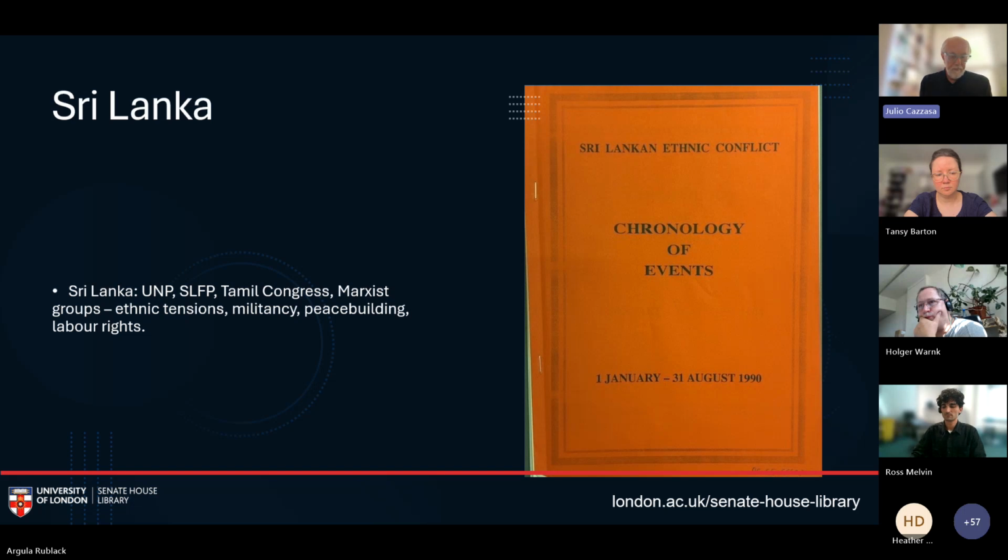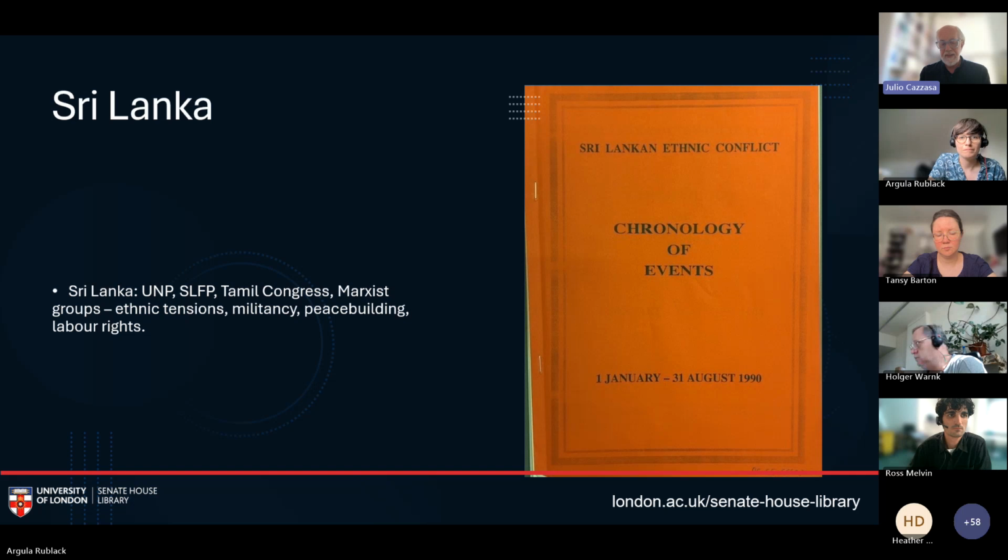In sum, the South Asian material between the Commonwealth Studies political parties collections offers a rich and varied perspective on the political evolution of the region, from post-colonial transitions to internal conflicts, party politics, labor movements, and civil society activism. Now I will hand back to Argula, who will offer some insights through selected case studies.